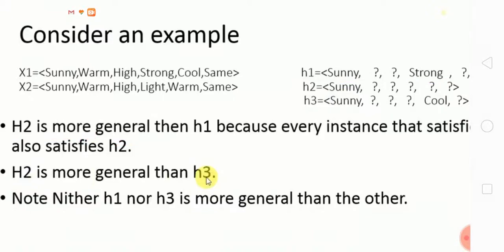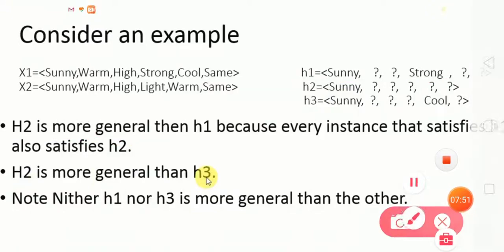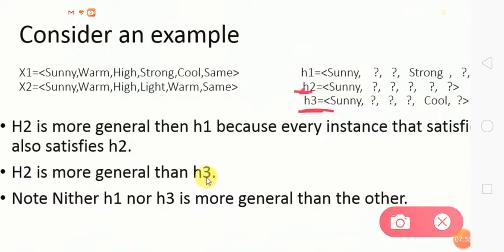When we compare H3 and H2, once again H3 has more constraints compared with H2. H3 has more constraints compared with H2. That's why we are specifying H2 is more general than H3.